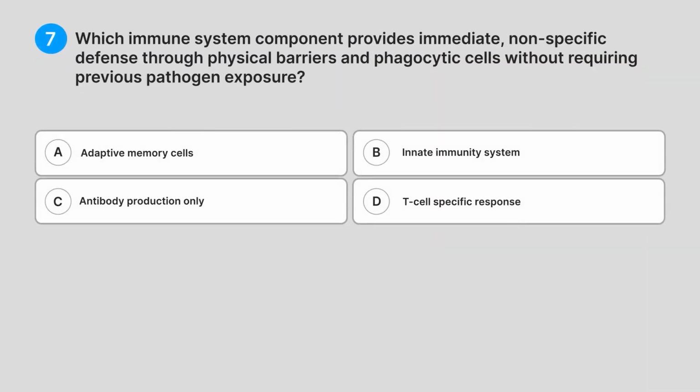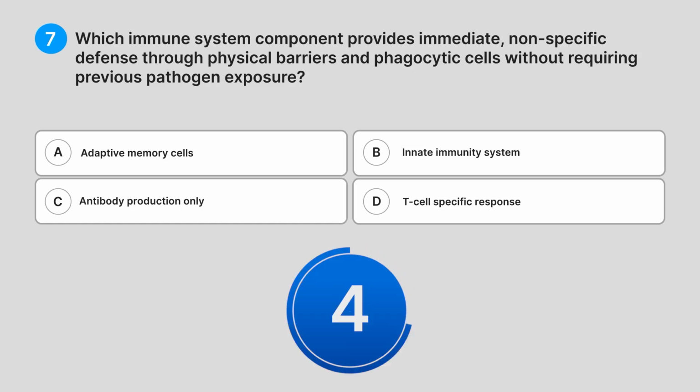7. Which immune system component provides immediate, non-specific defense through physical barriers and phagocytic cells without requiring previous pathogen exposure? A. Adaptive memory cells. B. Innate immunity system. C. Antibody production only. D. T-cell specific response. Can you guess the answer?